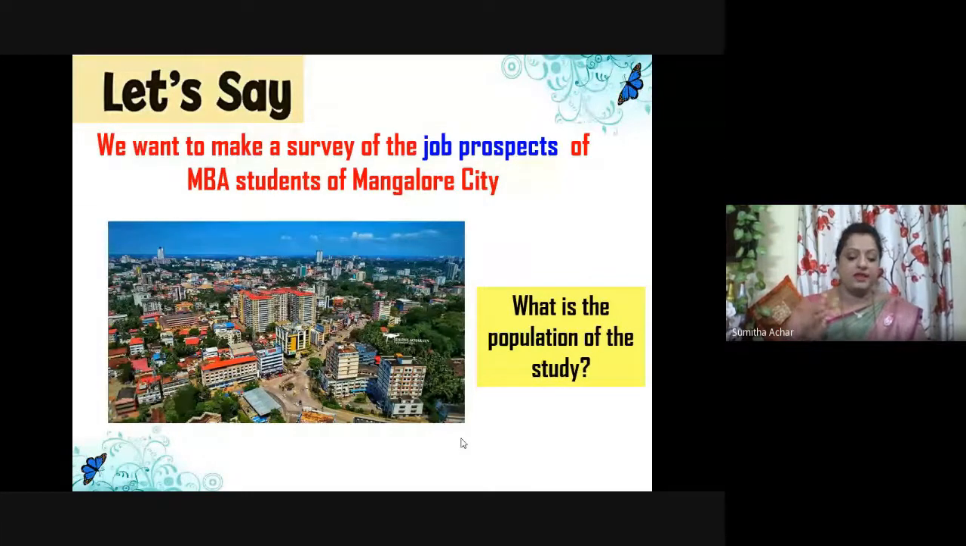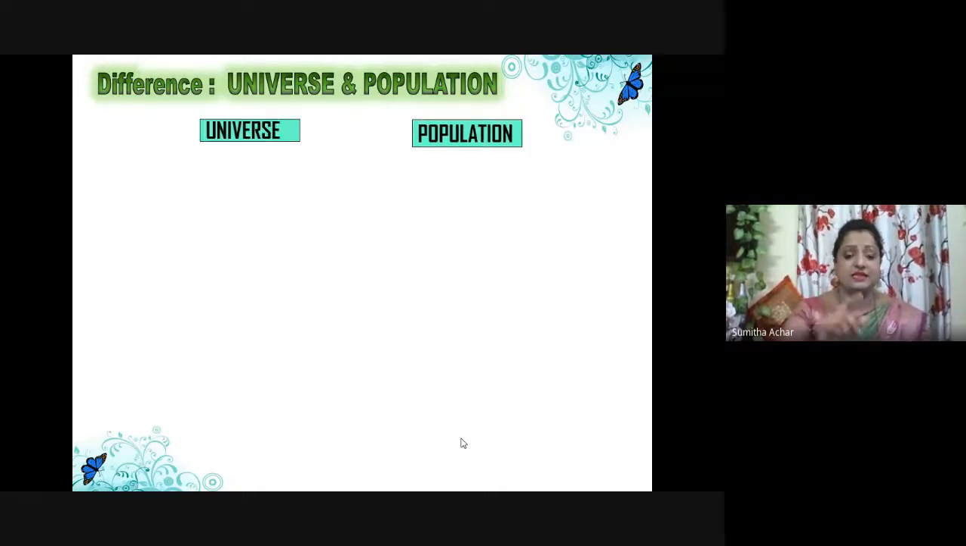Okay. So let us firstly understand there is a distinction between universe and the population. Let's understand how we differentiate between a universe and a population, because generally universe and population are used synonymously, right? People tend to say universe is population, population is universe, but there is a difference. Now let's understand what the difference is.